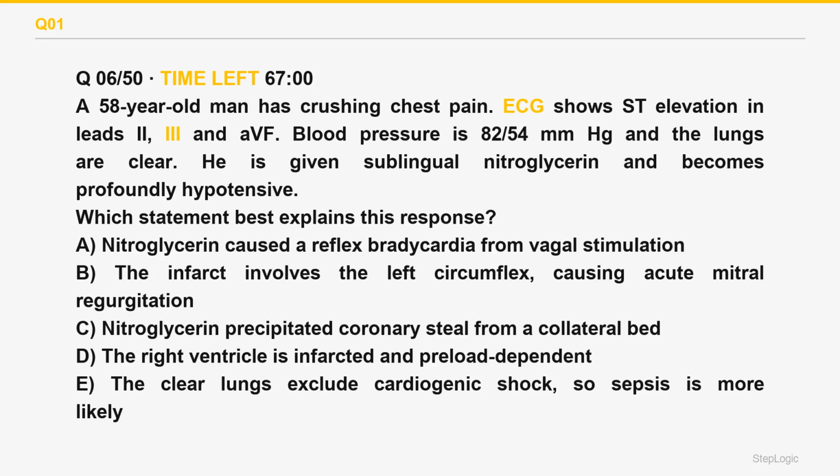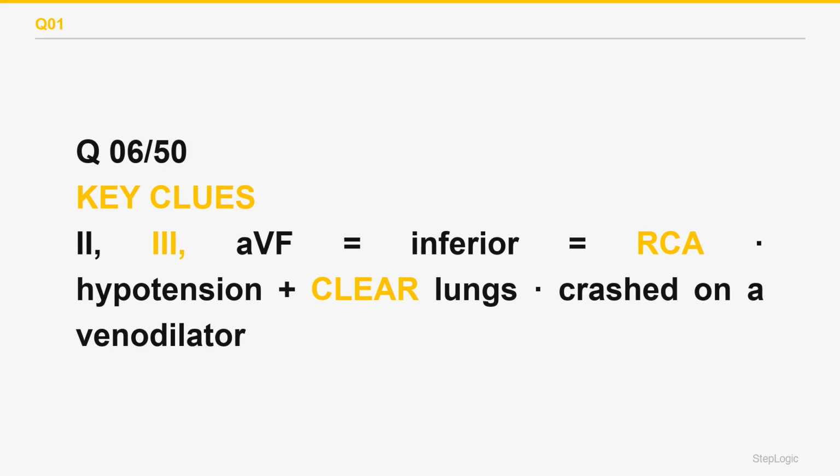Read the command while the blood pressure collapses after nitroglycerin. The lead pattern names the artery, names the territory of risk, and that territory explains the drug reaction. ST elevation in II, III, and aVF is an inferior infarct, and in most people, the right coronary artery supplies that wall. The same artery supplies the right ventricle, so up to half of inferior infarcts involve it.